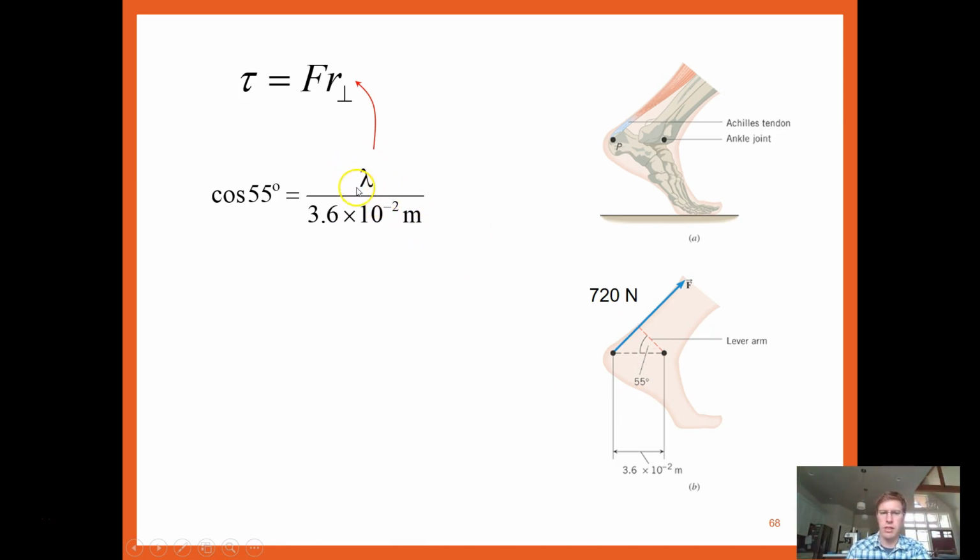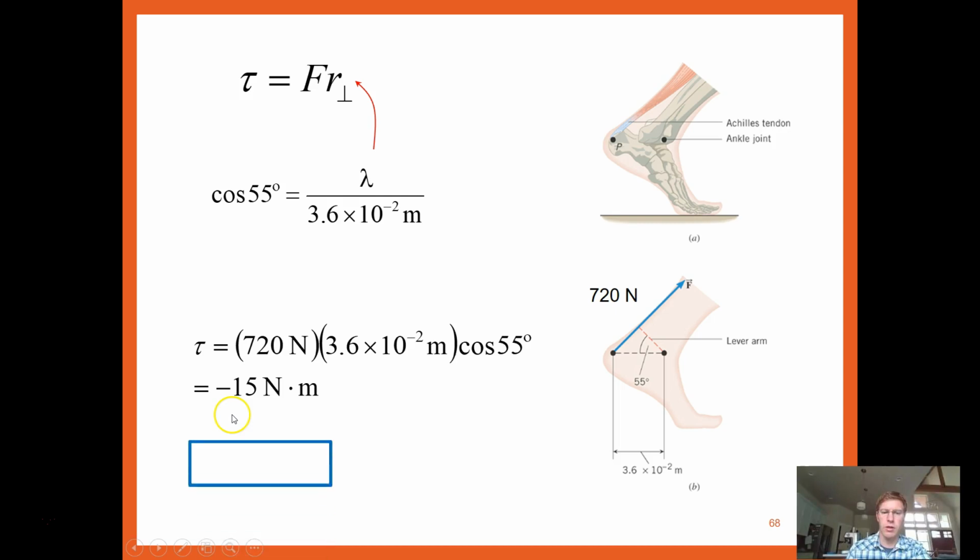But the lever arm distance, lambda, is going to be this distance here, the hypotenuse, times the cosine of 55. And so then our torque is going to be equal to the force times the lever arm distance. So you do the math and you get 15 newtons times meters, but it's in the clockwise direction. It makes the foot want to rotate clockwise, therefore it's a negative torque. So our correct answer is negative 15 newtons times meters.